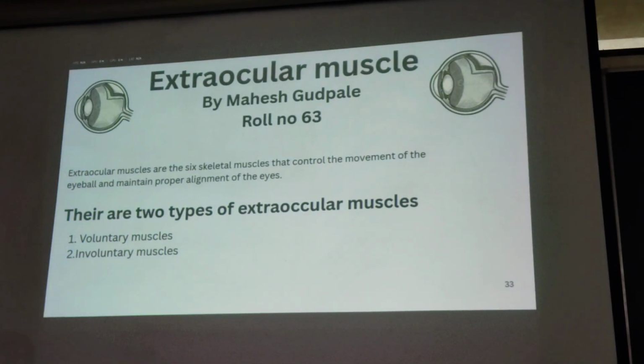And there are two types of extraocular muscles: voluntary muscles, which are in our control, and involuntary muscles, which are not in our control.